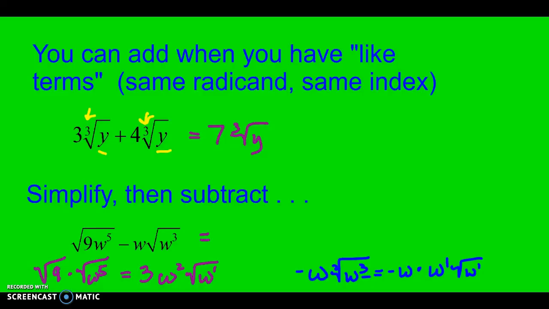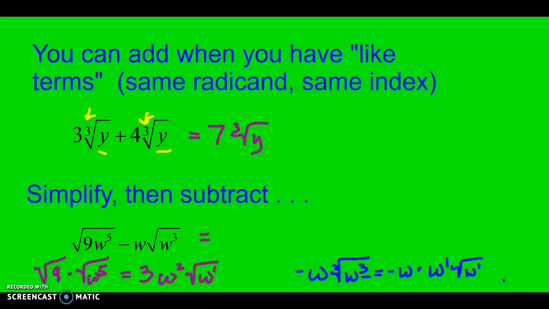So when we divide this power by the index, the whole number part of the solution becomes the exponent on the outside. The remainder becomes the exponent on the inside.